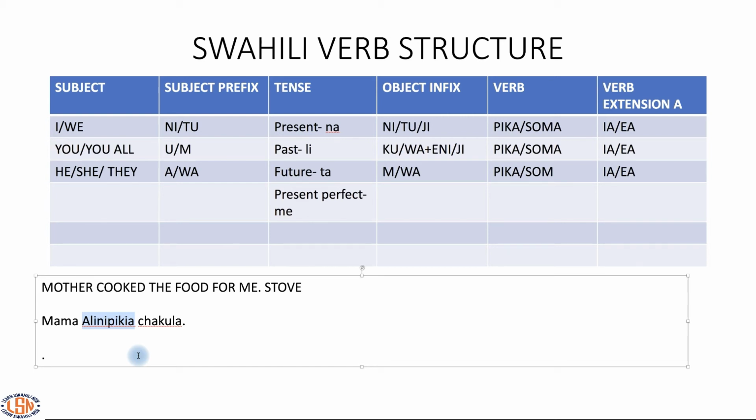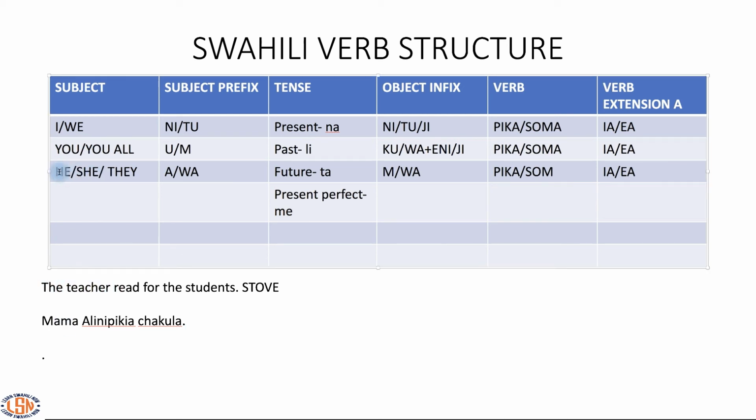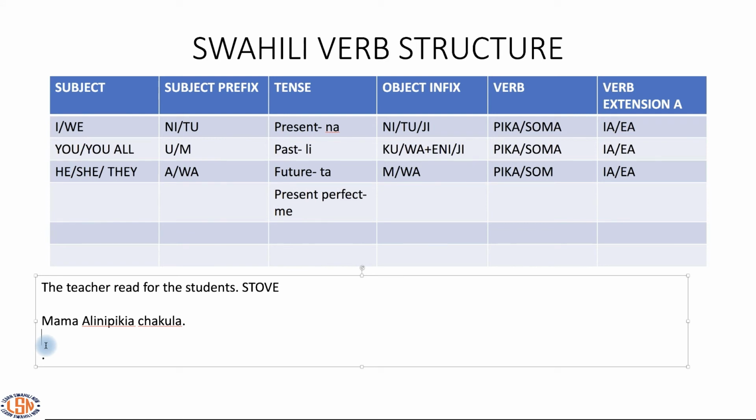How about we try one more verb? We have the teacher read for the students. How about that? So, the teacher, once again, he or she, so right there, okay? And then, oh no, let's use a different tense. Will read, yeah, for the students. So this is future tense. I come here to my chart, future ta.